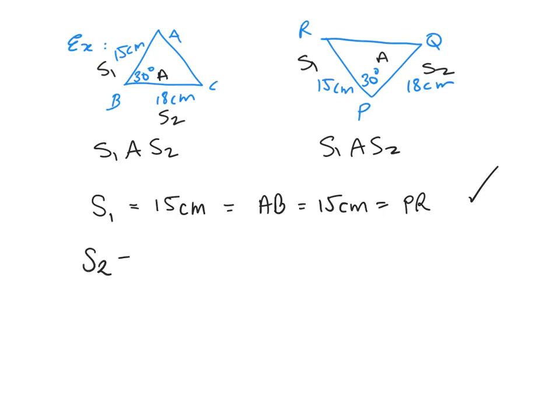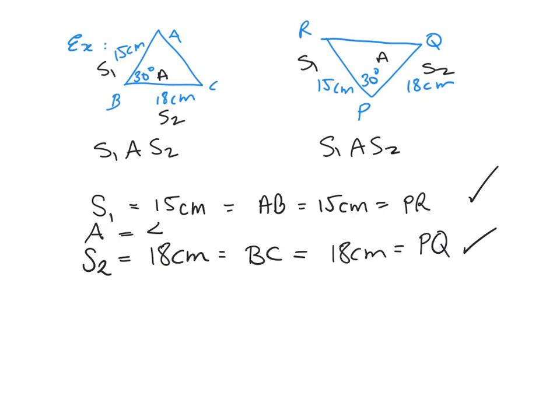So look at side 2. Side 2 is 18 centimeters, so that's between B and C. Now let's have a look at the second triangle. That's P and Q. And let's have a look at the angle between them. The angle between them, which I should have done up here, so I'll do it over here. The angle between them is, for the first triangle, it's between A, B, and C. So A, B, and C is 30 degrees.